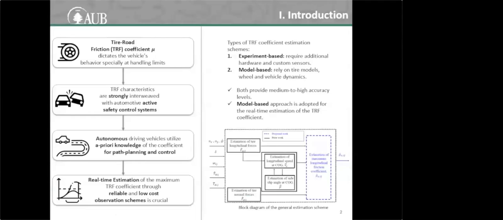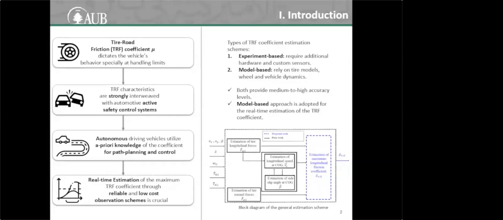The tire road friction coefficient dictates the vehicle's behavior, especially at handling limits. Its characteristics are strongly interwoven with automotive active safety control systems. Also, autonomous driving vehicles utilize a priori knowledge of the coefficient for path planning and control. Hence, real-time estimation of the maximum TRF coefficient through reliable and low-cost observation schemes is crucial. There exist two types of estimation schemes in the literature: experiment-based methods that require additional hardware and custom sensors, and model-based methods that rely on tire models, wheel, and vehicle dynamics. Both provide medium to high accuracy levels. However, model-based approaches are more appealing in practice.